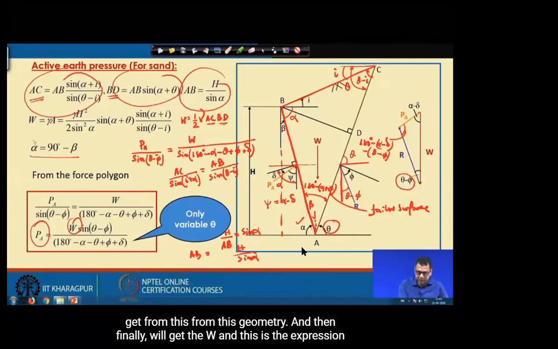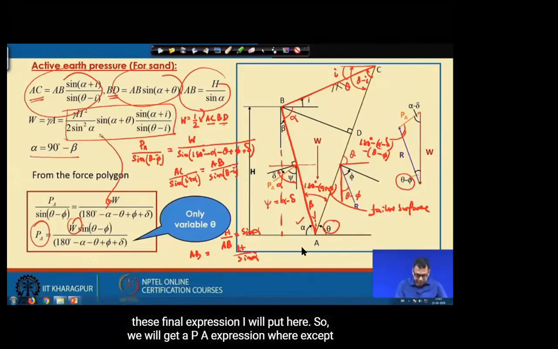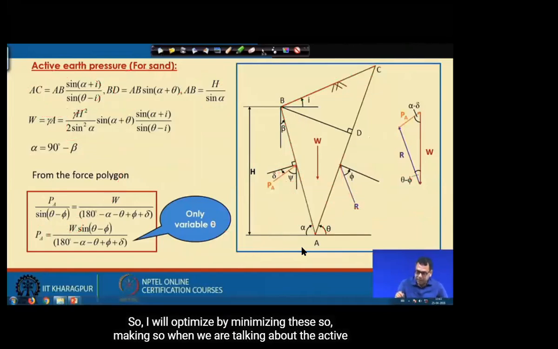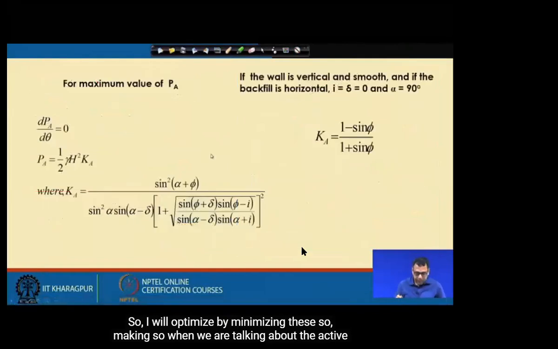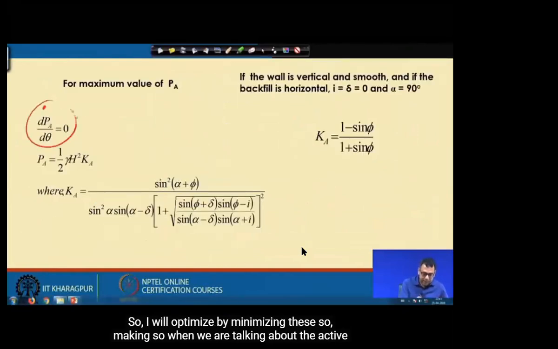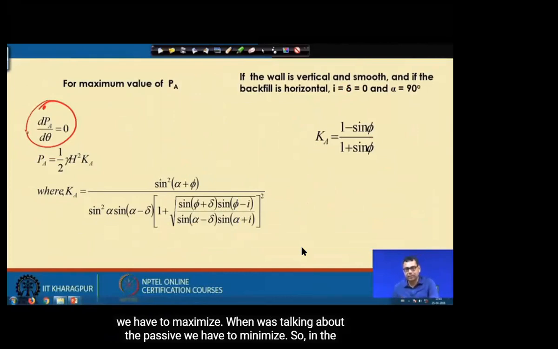Then finally, we will get the W, and this is the expression of W. I will put this W expression here from the final expression. So, we will get a PA expression where except theta all values are fixed. So, the only variable is theta, and we have to optimize that by minimizing or maximizing. When we talk about the active case, we have to maximize. When we talk about the passive case, we have to minimize.